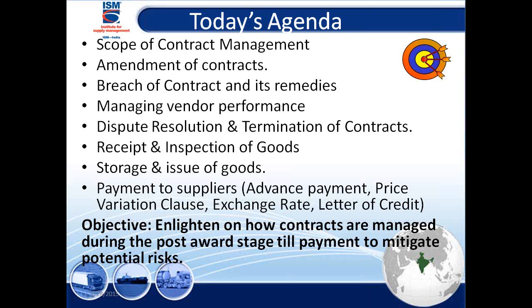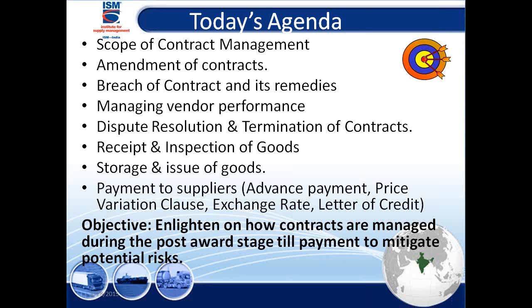As a buyer, you want to change the quantity. As a buyer, you want to change the specifications. As a supplier, you want to change the delivery. Or you feel you're not able to deliver, so you want to make some modifications. But nothing goes smoothly in the complex world. There are bound to be breaches. A breach means you have defined something and somebody is not going to follow it. That's what we call a breach of contract.